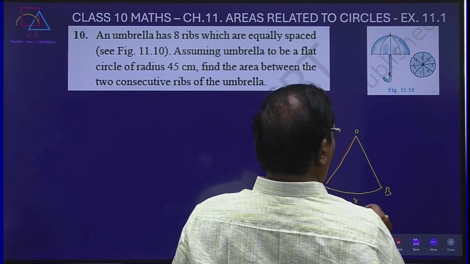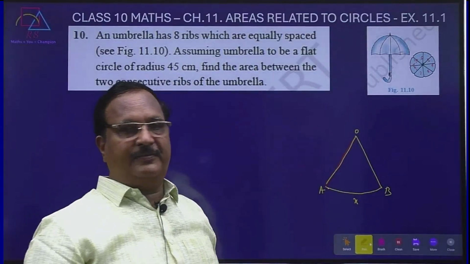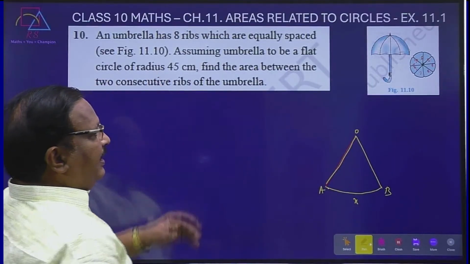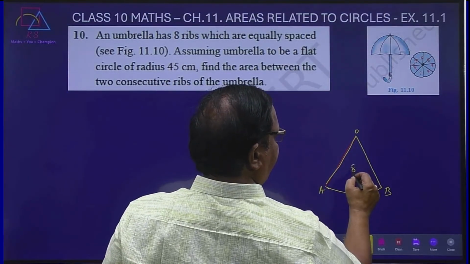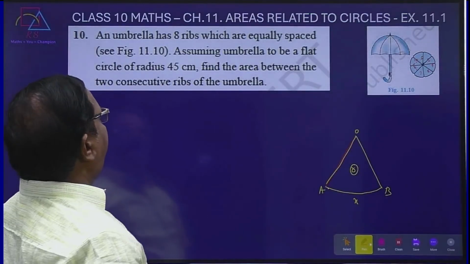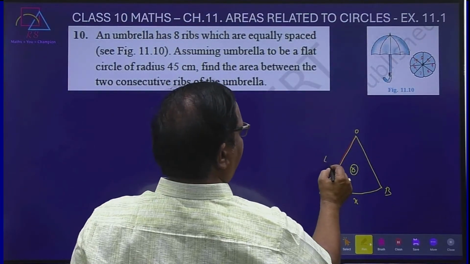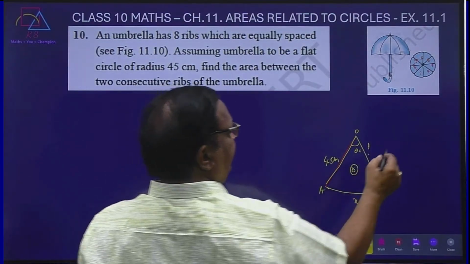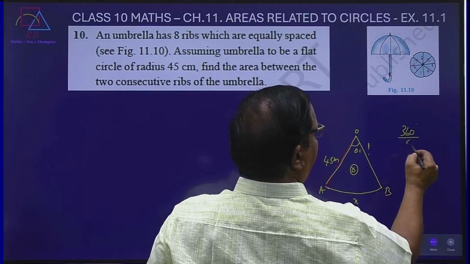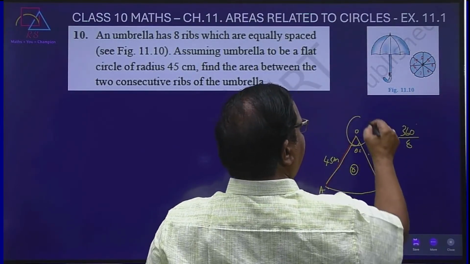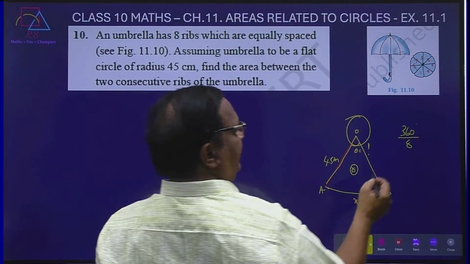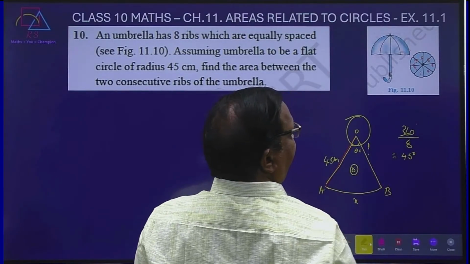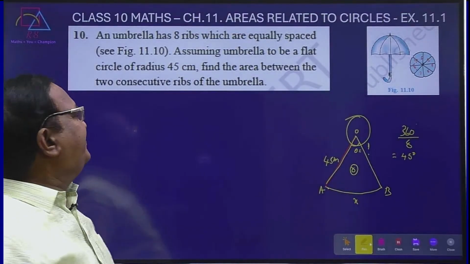Now OAXB is a sector, and it is a cloth also, because it is an umbrella. Like this, total 8 sectors are there on the whole. So radius is how much? 45 centimeters is given. Now theta is how much? Because 8 are there, 360 degrees divided by 8, because the angle at the center is 360. So 360 divided by 8 is 45 degrees. Angle also 45 degrees we got.